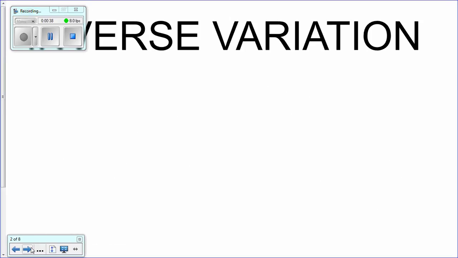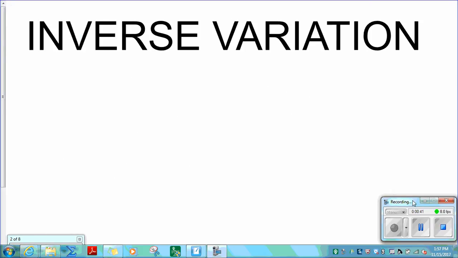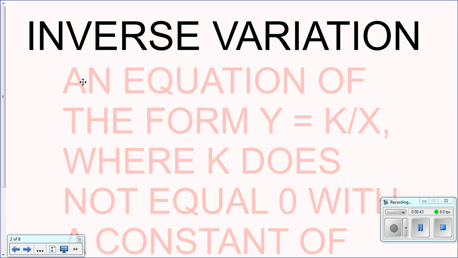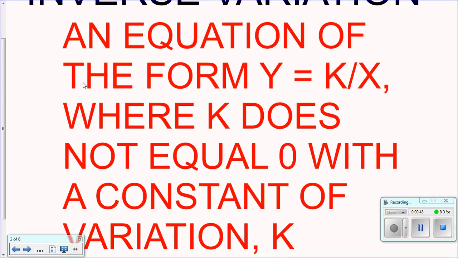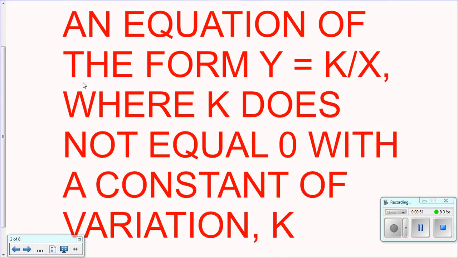So moving on, inverse. I'm going to move this guy over here because it's annoying. Inverse variation is an equation of the form y equals k over x, where x does not equal 0, because if k was 0, then y would just equal 0, which doesn't help us. With the constant of variation being k.